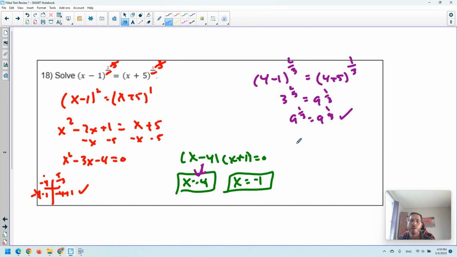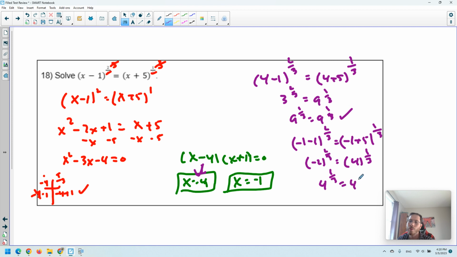If I try negative 1, negative 1 minus 1 to the 2/3 equals negative 1 plus 5 to the 1/3. All right, negative 1 and negative 1 is negative 2 to the 2/3 equals 4 to the 1/3. Now I can square this, and I will get 4 to the 1/3 equals 4 to the 1/3. So it does look like it checks. It kind of looks like both of them work. So I'm a little suspicious. Let's go ahead and plot them out. Let's see if they actually both work, if they connect twice.